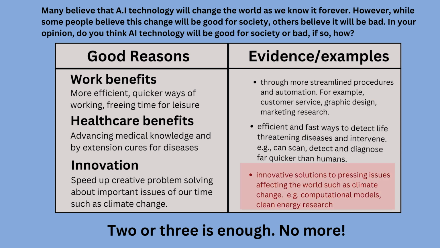Finally, for innovation, I will discuss how AI models can help us to become more creative to tackle issues like climate change by producing computational models and solutions to clean energy. Again, don't give too many examples, just one or two for each point will serve as evidence as long as they are realistic. Now that we have our ideas, it's time to start writing.